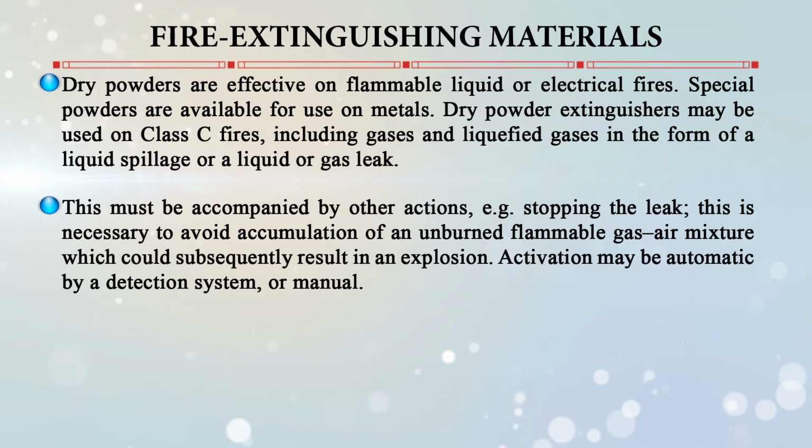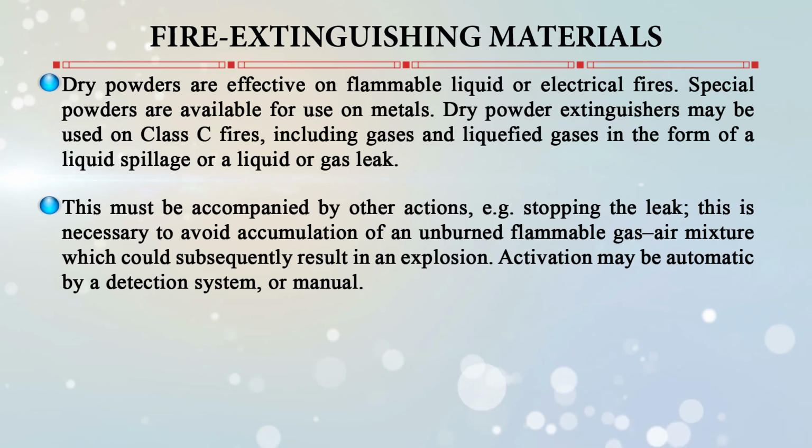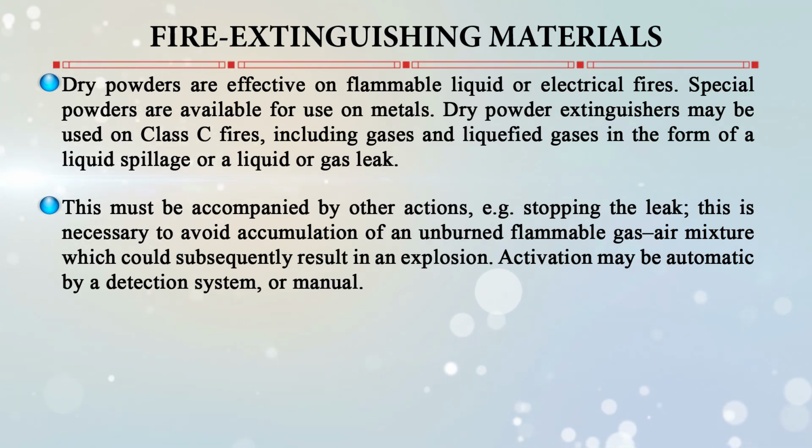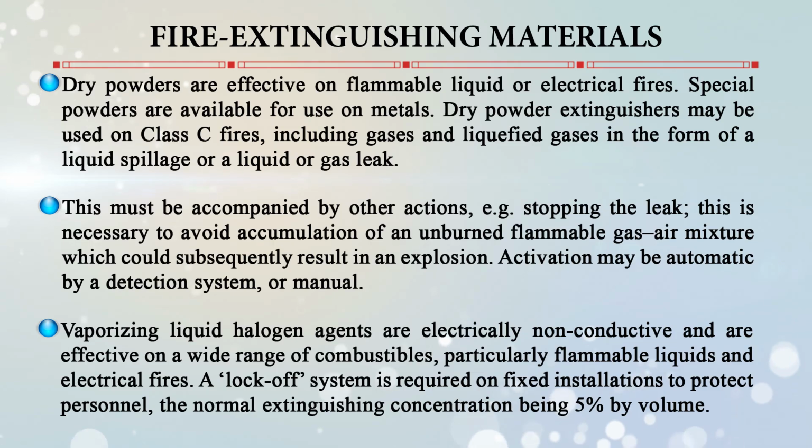Activation may be automatic by a detection system or sometimes manual. Vaporizing liquid halogen agents are also electrically non-conductive in nature, and they are very effective on a wider range of combustibles, particularly flammable liquids and electrical wires. A lock-off system is also there. It is highly required on fixed installations to protect the personnel, where the normal extinguishing concentration used is 5% by volume.